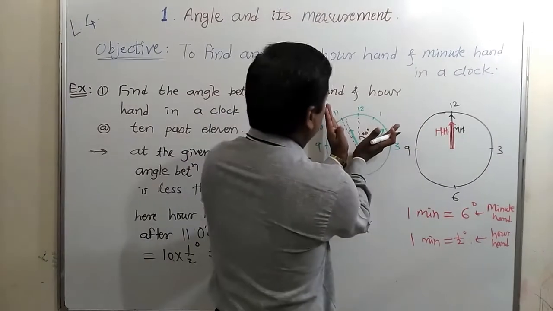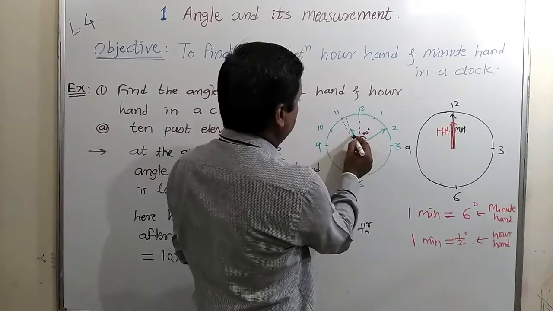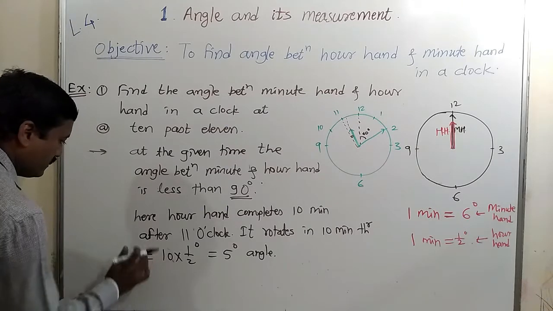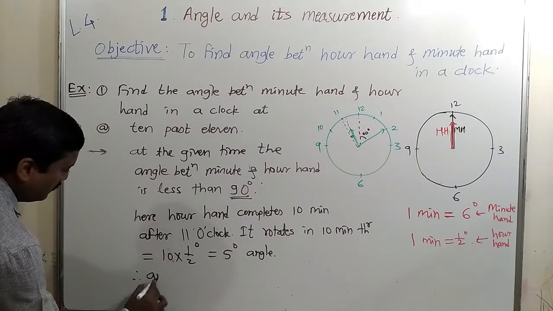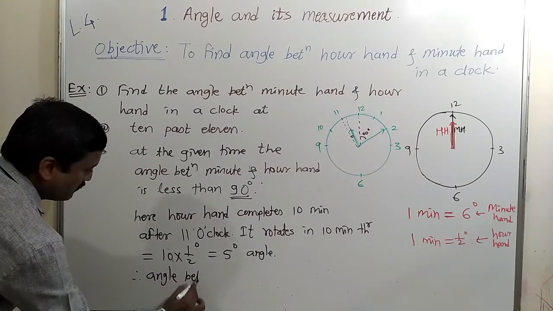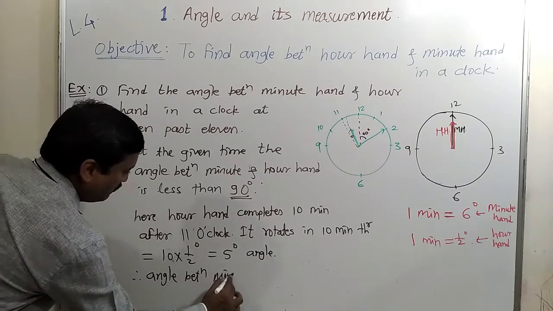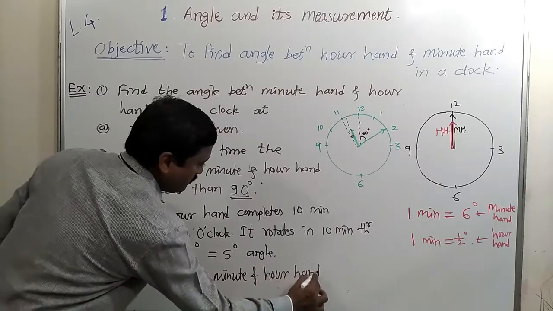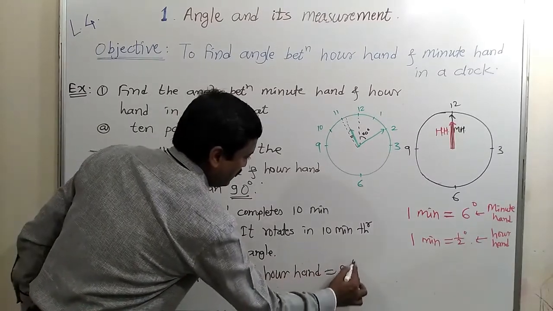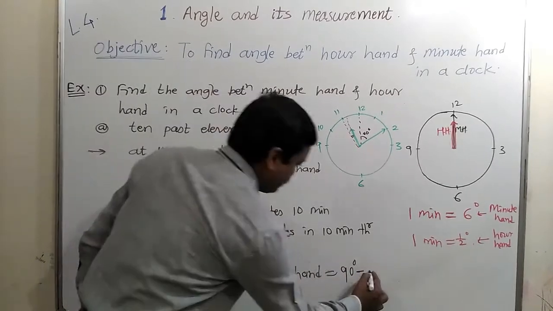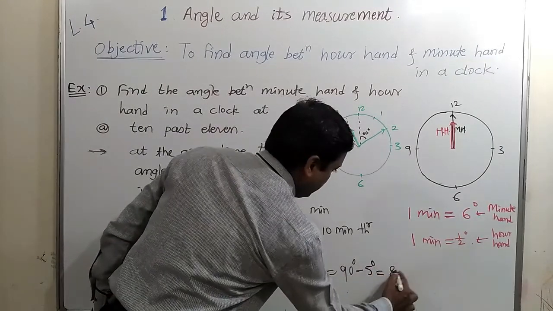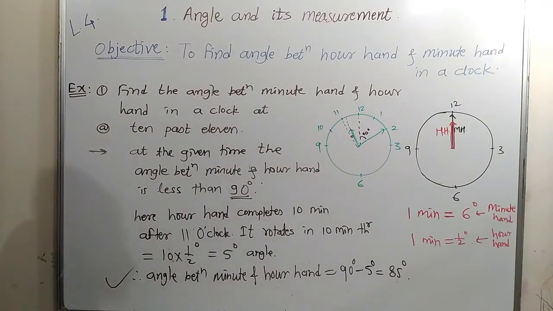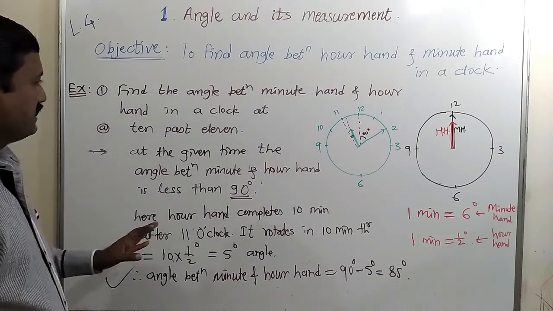So this one is 90 degree angle and this is only 5 degree. Therefore, the angle between minute and hour hand is equal to 90 degree minus 5, that will be 85 degree. That is our final answer. So this is the way to write the answer.